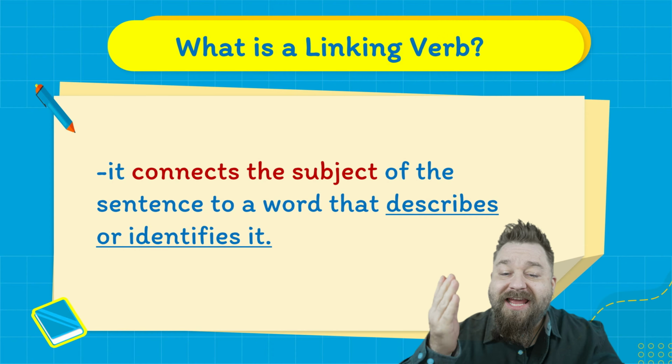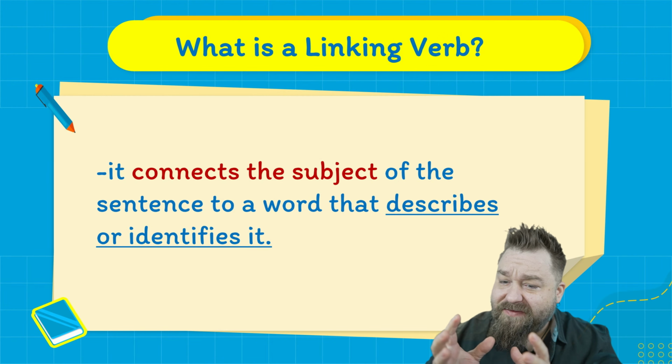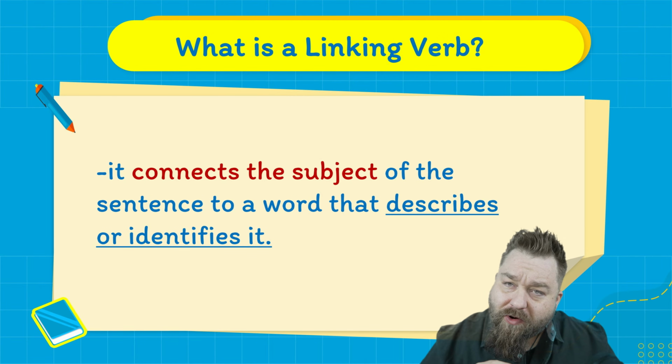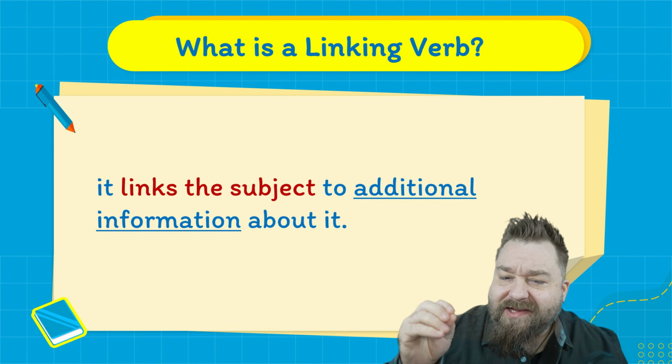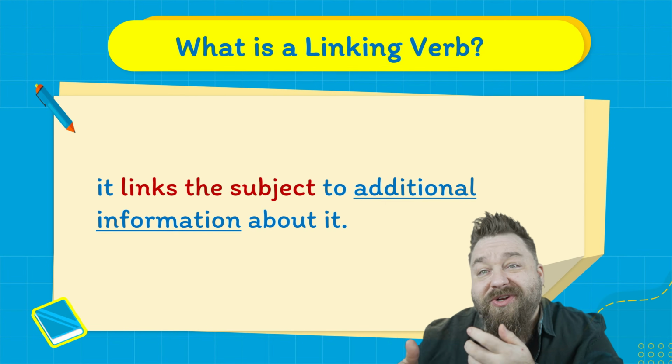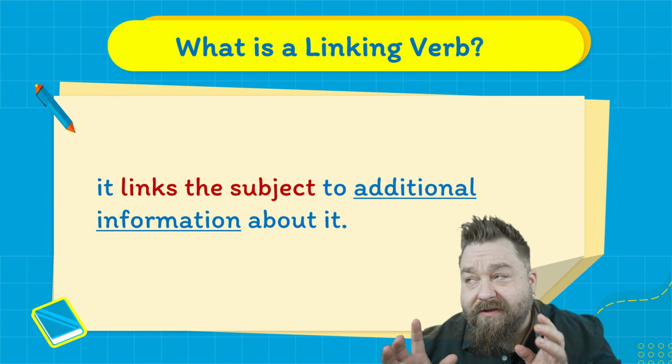Now, what's a linking verb? Well, it connects the subject of a sentence to a word that describes or identifies it. What does that mean? Let's see if we can make it simpler. It links the subject to extra information all about it. Maybe you understand, but let's look at an example because that's the easiest thing we can do.